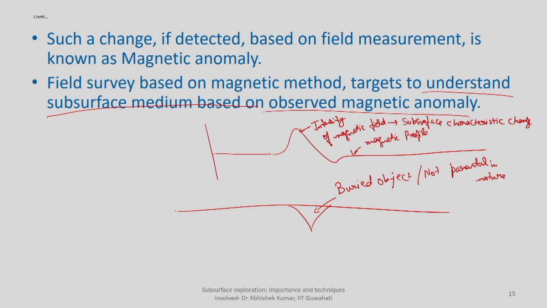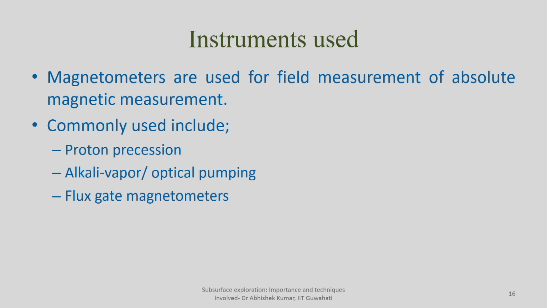Same thing you can go with in the case of ores also, and faults, because again on either side of the fault you may find depositions of different geological time scales. So, again that can give an idea about possible indication of faults. The instrument you use is a magnetometer, which is generally used for measuring the absolute value of magnetic force intensity at the site of interest. Commonly used instruments are proton precession, alkali vapor or optical pumping, and flux gate magnetometer.